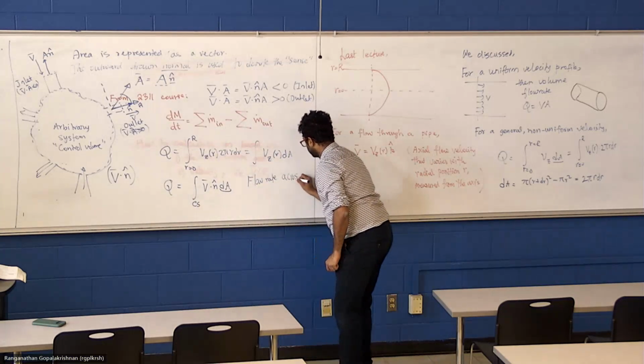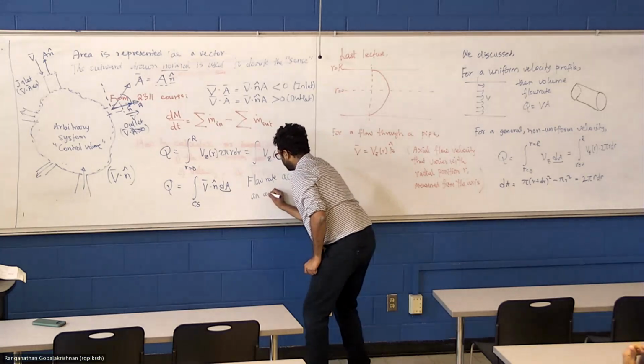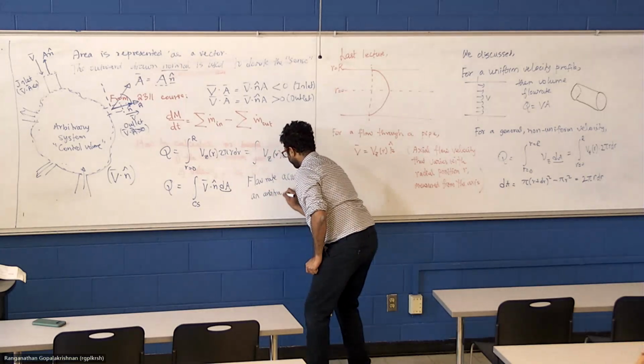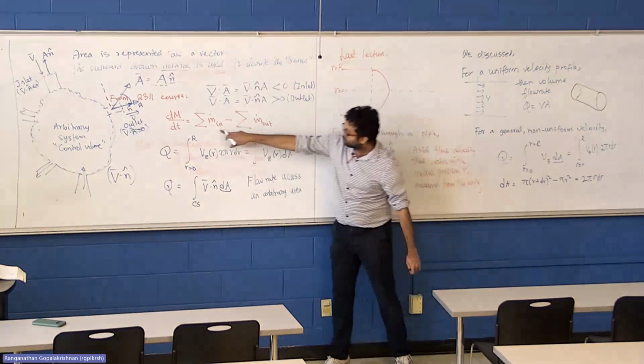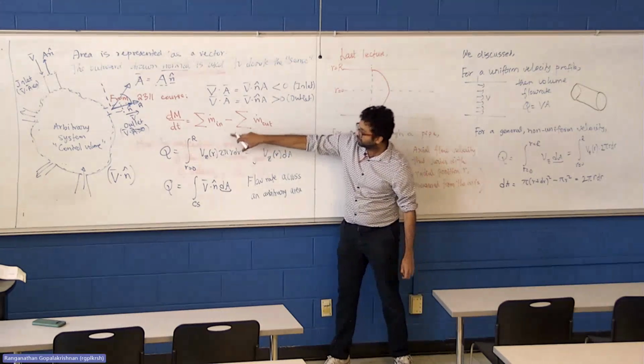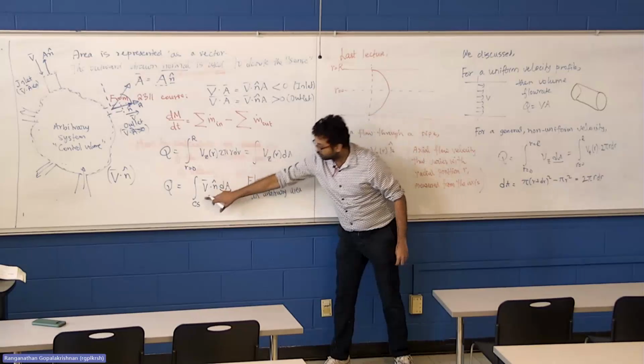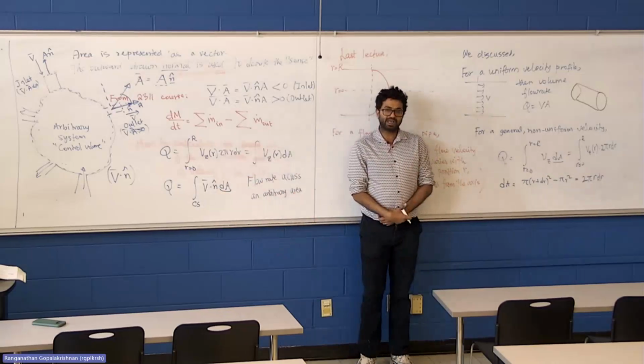across an arbitrary area. So when we want mass flow rate, if this is volume flow rate, how do we obtain mass flow rate from here?